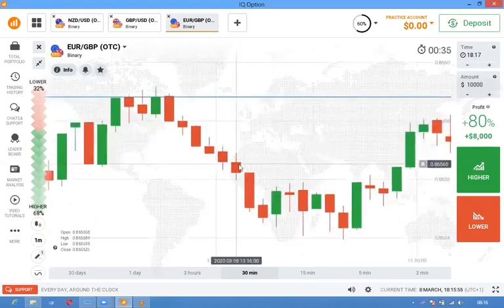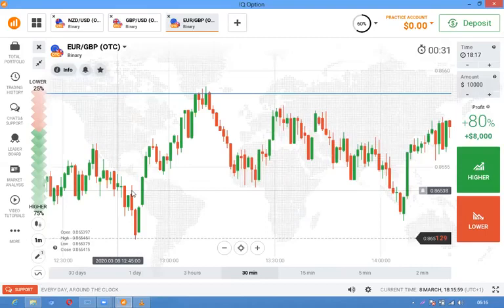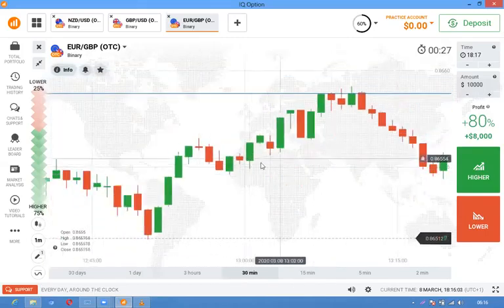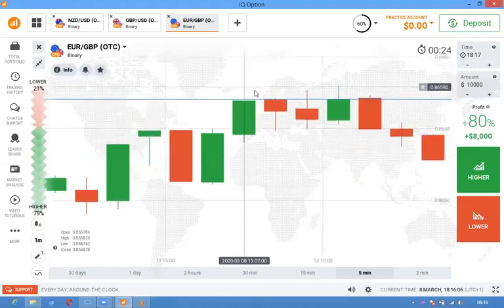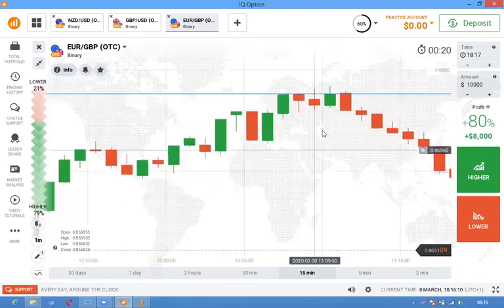Or compound trade is when you are placing trades like this: put option, put option, put option. Or like this: call option, call option, call option. Or something like this: you place a call option, then the next candle, a put option, again, a call option. So this is compound trade.